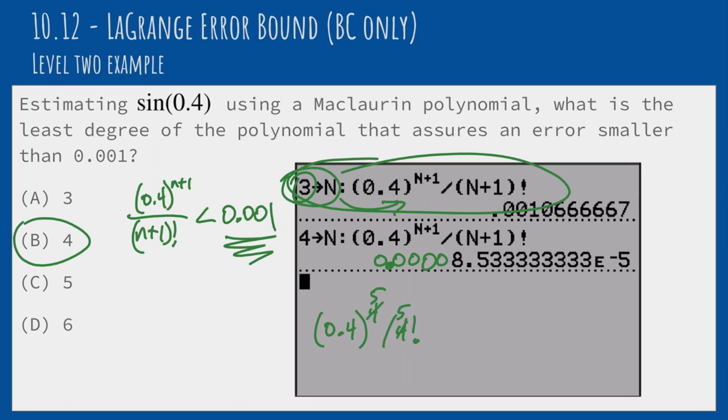One other thing I want to point out: if you need the factorial in your calculator, you want to go to the math menu, and then you want to go to the probability menu. Factorials are commonly used in probabilities, so the quickest way to get there is the math menu and then the probability menu.